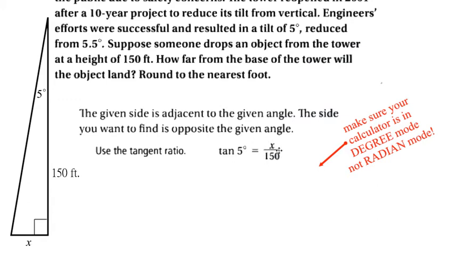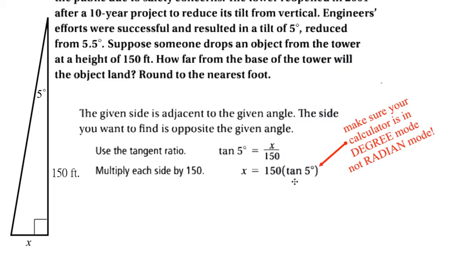Okay, x is being divided by 150. To get x by itself, we need to multiply by 150 on both sides. Okay, so let me just write that in there so that's pretty clear. So if I multiply this times 150 right here, and multiply this times 150, okay, these 150s cancel, and I'm left with x equals 150 times the tangent of 5. So I just wanted to make sure you could see what was going on there. So we have x equals 150 times the tangent of 5.